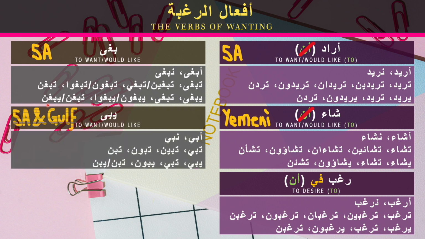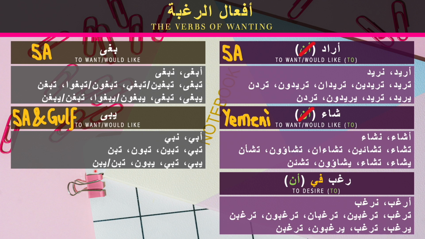Okay, the next verb is also commonly used in Saudi Arabia, especially in the central area and also in the Gulf countries around Saudi Arabia, which is the verb yiba. So abi, nibi, tibi, tibin, tibun, tibin, yibi, tibi, yibun, tibin, or yibin.